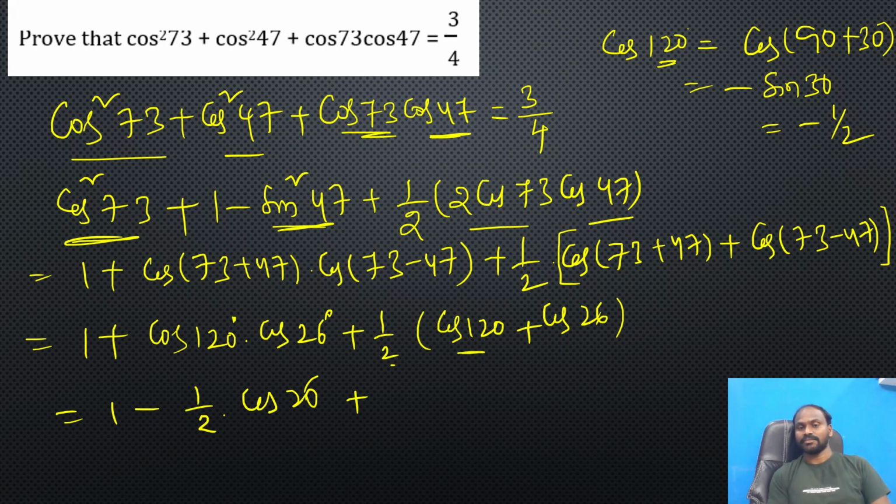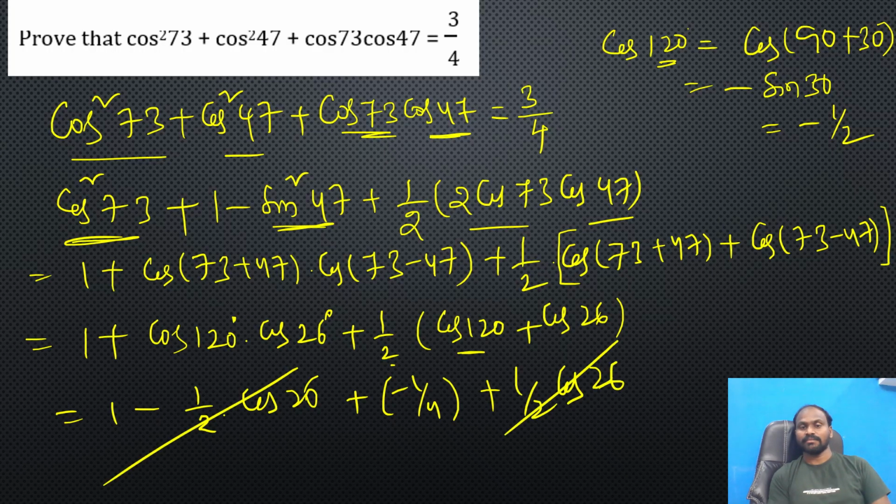1 by 2 into minus 1 by 2 is minus 1 by 4, plus 1 by 2 cos 26. So you can see these two get cancelled. 1 minus 1 by 4 is what? 3 by 4. So that is what they are asking us to prove. Is it clear, students? Right.